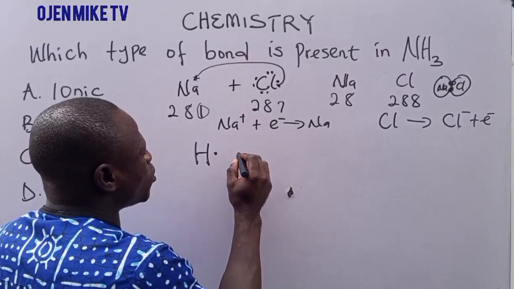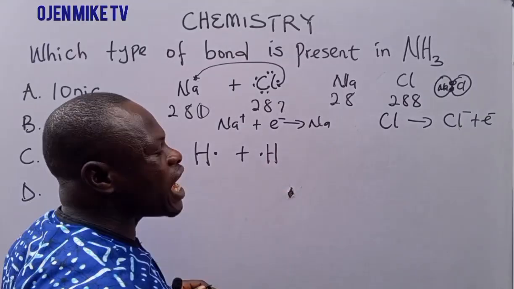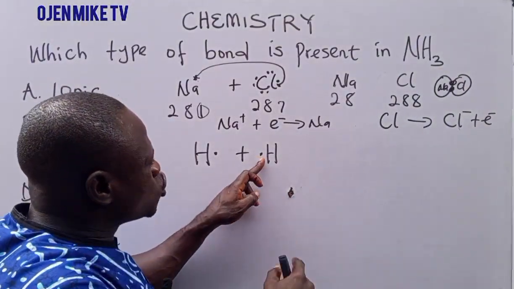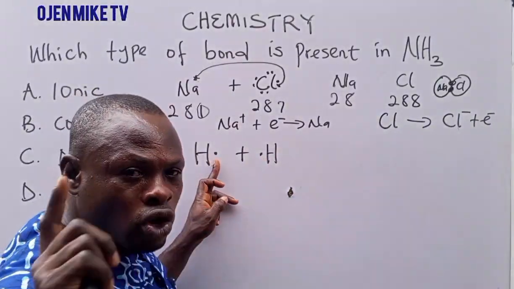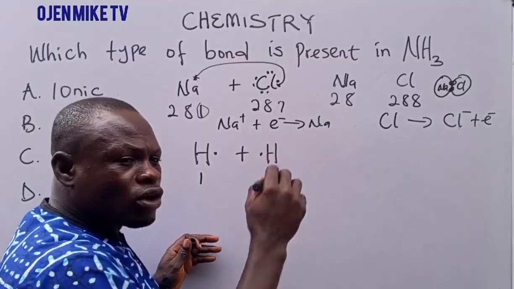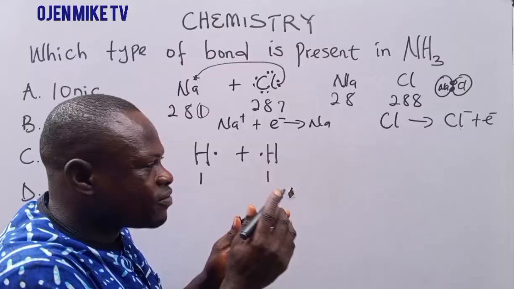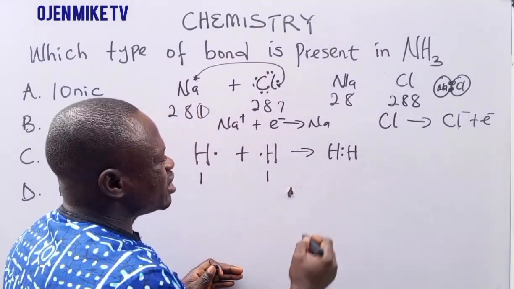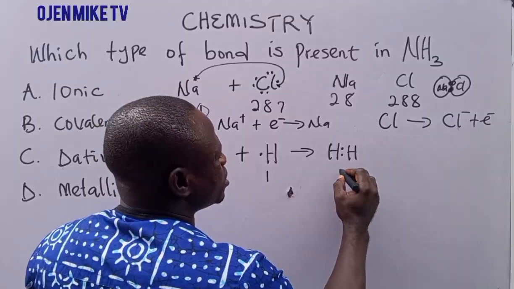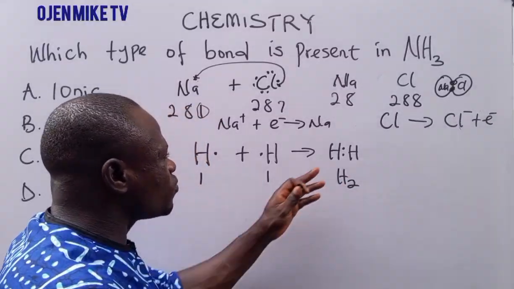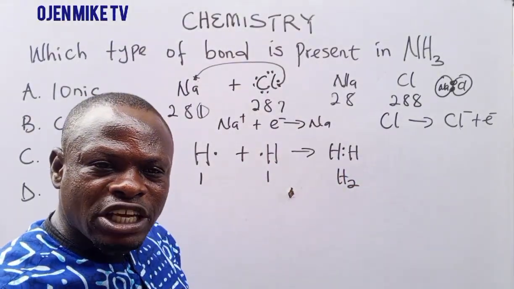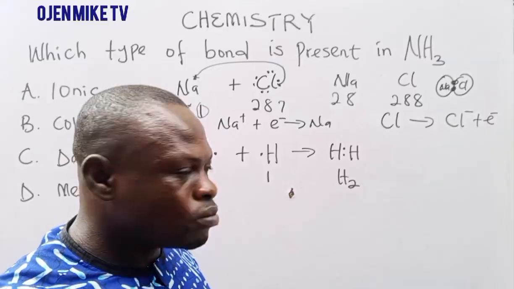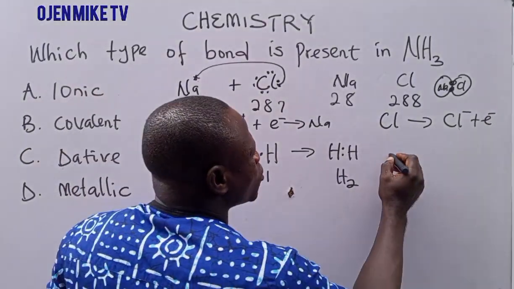For instance, hydrogen has one valence electron. Another hydrogen has one valence electron. This one needs 1 to complete, and this one needs 1 to complete. So the two of them will join themselves to form H2. That is where we now have hydrogen gas. The two of them form a complete configuration, like in the case of helium.